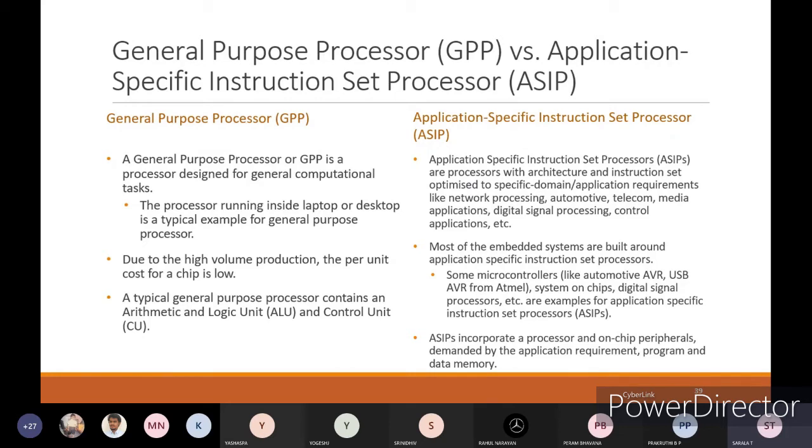But if you are going for an application specific instruction set processor, whatever the on-chip peripherals are there with respect to memory, what all the requirements are, what all the peripherals are needed, what all the connections are needed with respect to external devices like sensors, actuators, all those things are specific to your application. That's why application specific on-chip peripherals can be added with an application specific instruction set processor.